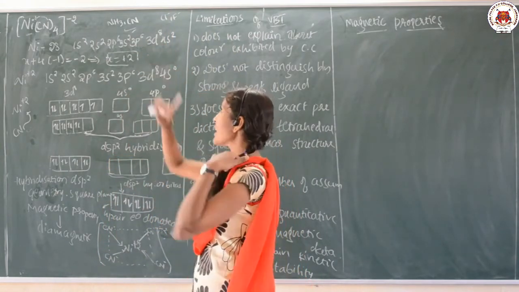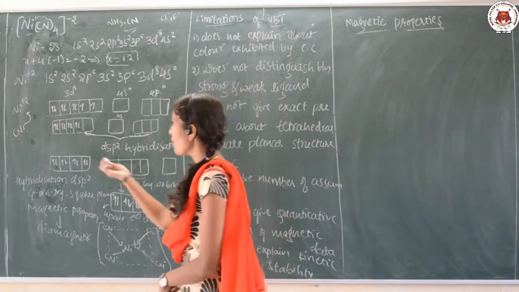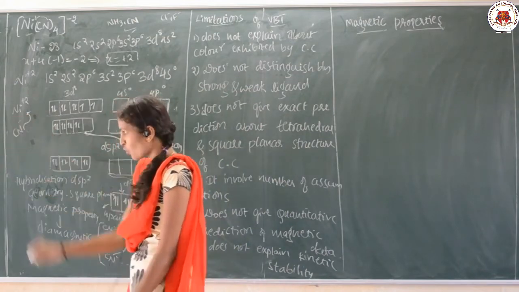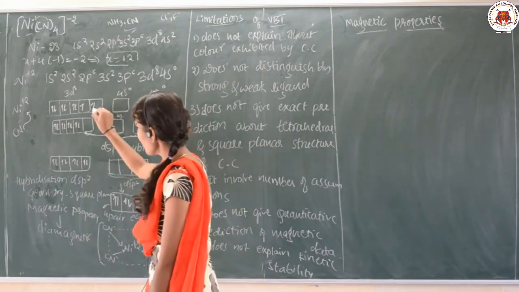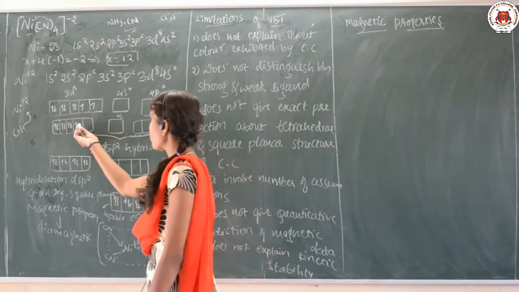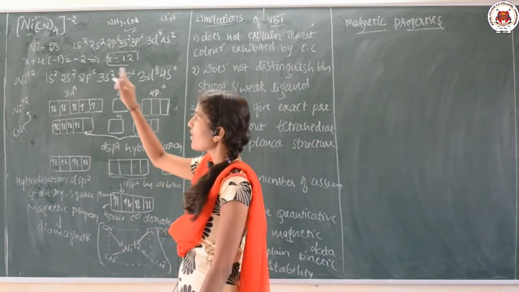So, the strong ligand makes the electrons get paired up. Our CN is also a strong ligand, that is, CN minus is a strong ligand. So, it makes these electrons get paired up.